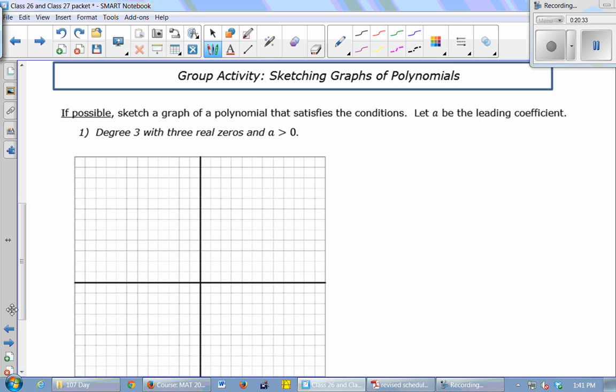All right, so now I'm going to have you work in your groups on this little activity. Sketch a graph of a polynomial that satisfies the conditions. There can be many different graphs that will satisfy the conditions that I give. So you just need to discuss, look at each other's graphs, and decide if each of them satisfies. Yeah, Katrina.